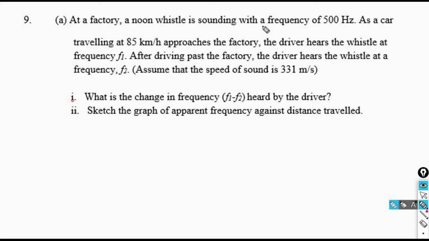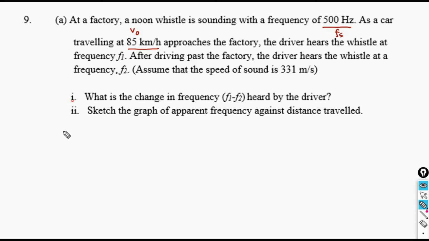In this case, a whistle is sounding with a frequency of 500 Hz, this one is Fs. A car traveling at 85 km per hour, this one is V naught. It approaches the factory, and the driver hears the whistle at frequency F1. After driving past the factory, the driver hears the whistle at frequency F2. So F1 and F2 are the frequencies heard by the driver. So what should we do? We find out what F1 and F2 are.